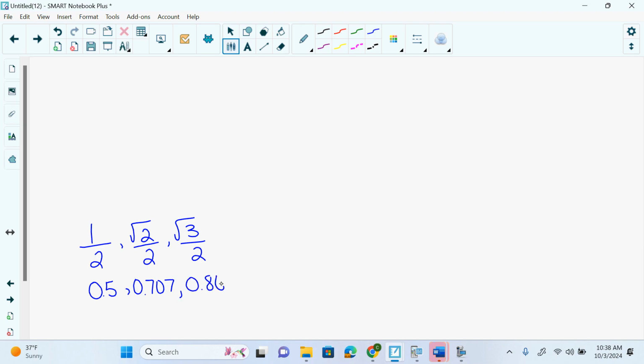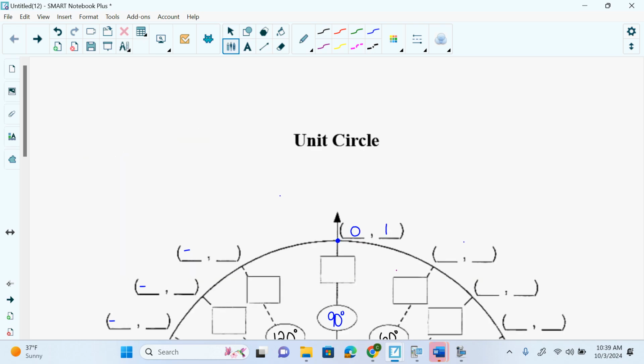Yes. So technically, if this is the radius of the unit circle, let's pretend it goes around in a circle, yes? 1/2 would fall about here, right? And then 0.707 could be like here. And then 0.8660 could be like here. We agree? Kind of like distances on that number line, on that 0 to 1. We agree? Okay. Let's go back to our unit circle.